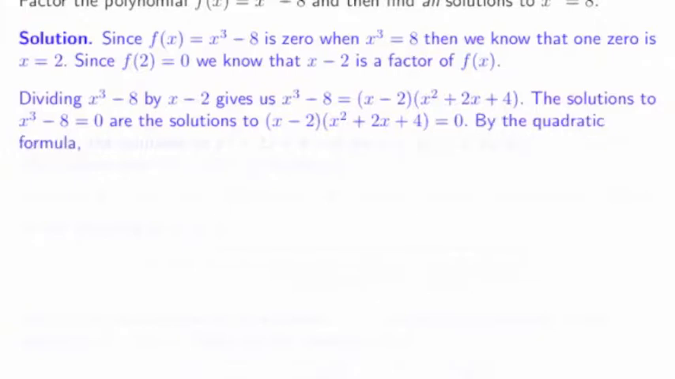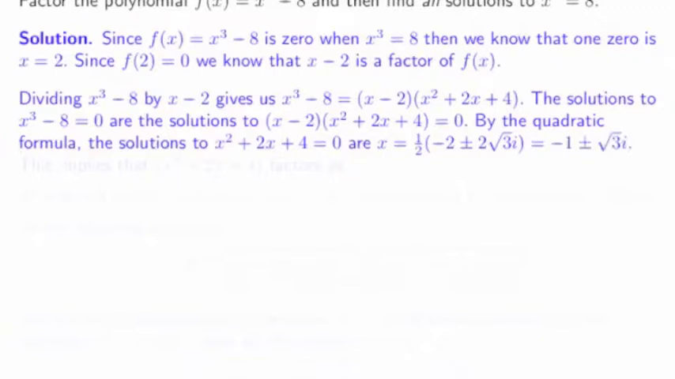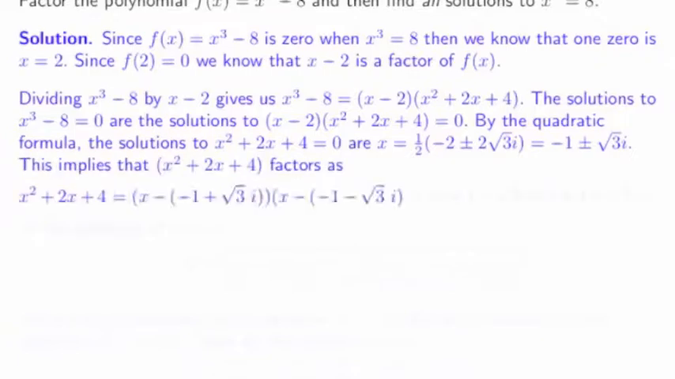By the quadratic formula, the solutions to the quadratic equation x squared plus 2x plus 4 equals 0 are this: 1/2 times minus 2 plus or minus 2 square root of 3 i, or, after simplifying, minus 1 plus or minus the square root of 3 times i. This implies that my quadratic factors into these pieces. If minus 1 plus root 3 times i is a zero, then x minus that is a factor. So my two zeros for the quadratic give me these factors. A zero c for a quadratic gives me a factor x minus c.